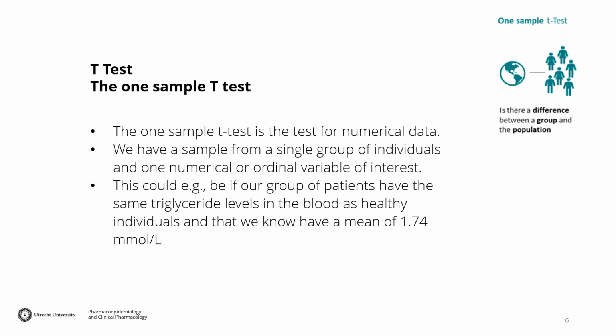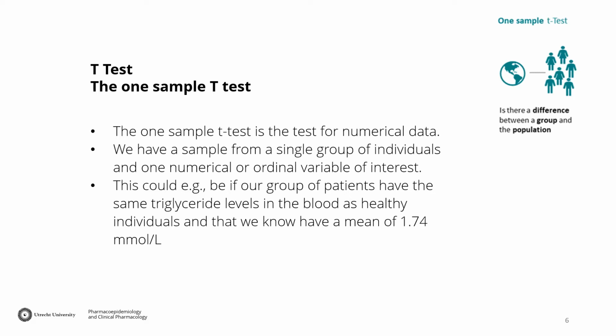To start off, we have the one sample t-test. This is the t-test where we want to find out if there's a difference between our group of patients and the population. It is a test for numerical data. We have a sample from a single group of individuals and one numerical or ordinal variable of interest.